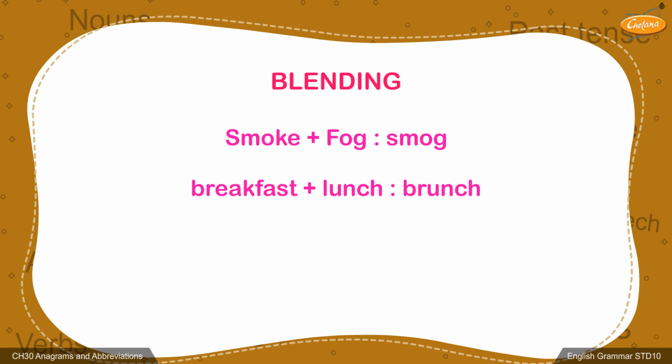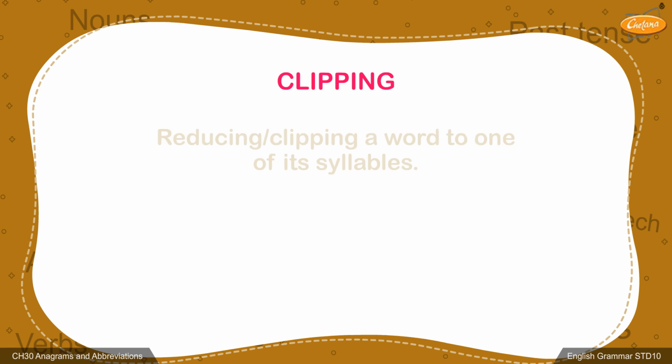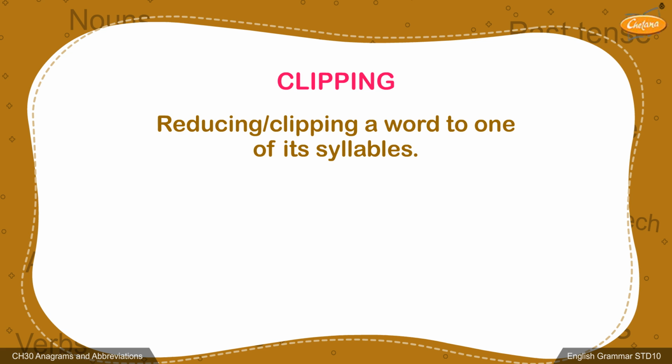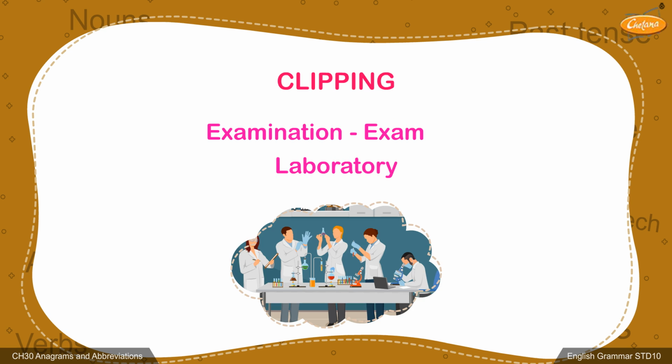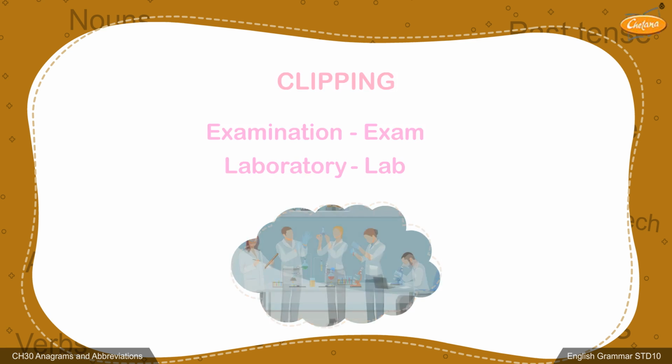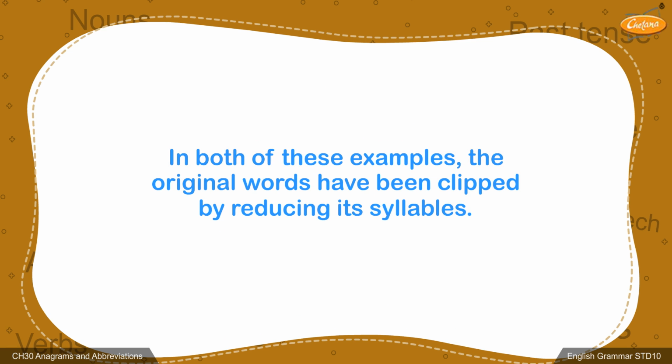The last type of abbreviation we'll be learning is clipping. Here, you can reduce the word to one of its syllables or part of it. In other words, you clip a certain word, retaining its original meaning. Let's consider an example. Examination is commonly referred to as exam. Laboratory becomes lab. In both of these examples, the original words have been clipped by reducing their syllables.